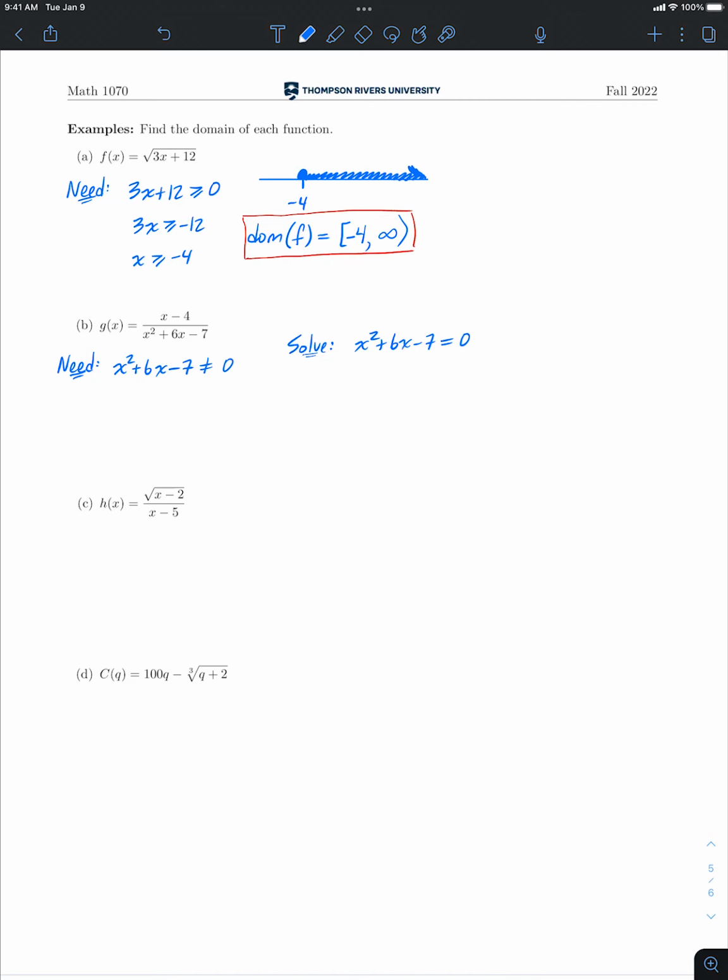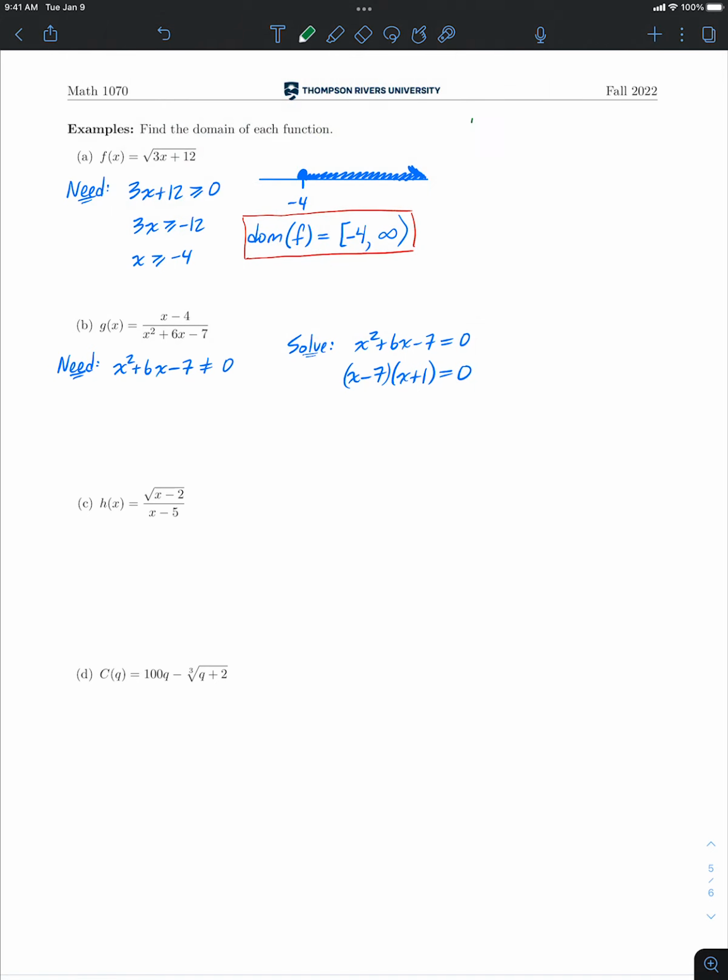You've got a couple of options. Probably the simplest example in this case would be to factor the left-hand side. This actually factors as x minus 7, x plus 1 is equal to 0. Why is that, by the way?